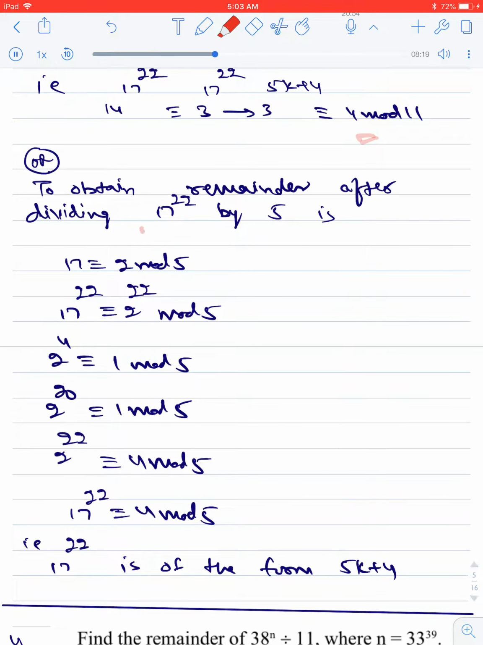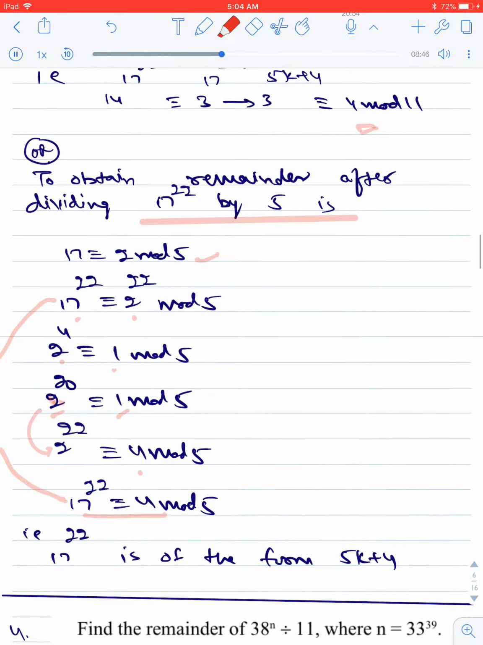That is, we have to divide 17 raised to 22 by 5. Since 17 is congruent to 2 mod 5, 17 raised to 22 is congruent to 2 raised to 22 mod 5. Since 2 raised to 4 is congruent to 1 mod 5, 2 raised to 20, again raised to power 5, we get 1 mod 5. Multiply by 2 square, that is, 2 raised to 22 is congruent to 4 mod 5. That is, 17 raised to 22 is congruent to 4 mod 5, that is, 17 raised to 22 is of the form 5k plus 4.